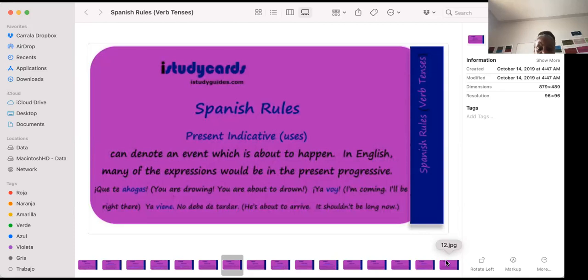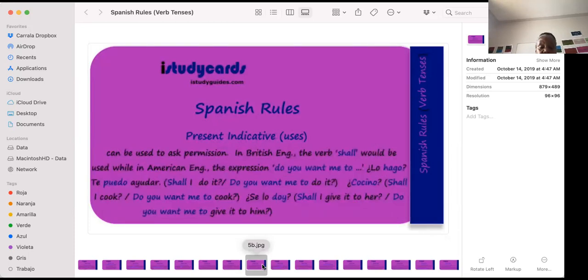No debe de tardar. He's about to arrive. Or it shouldn't be long now. So here we talk about, in Spanish, you use the present tense, and in English, you use the future, except for it shouldn't be long now, but the sense is the future. Okay.